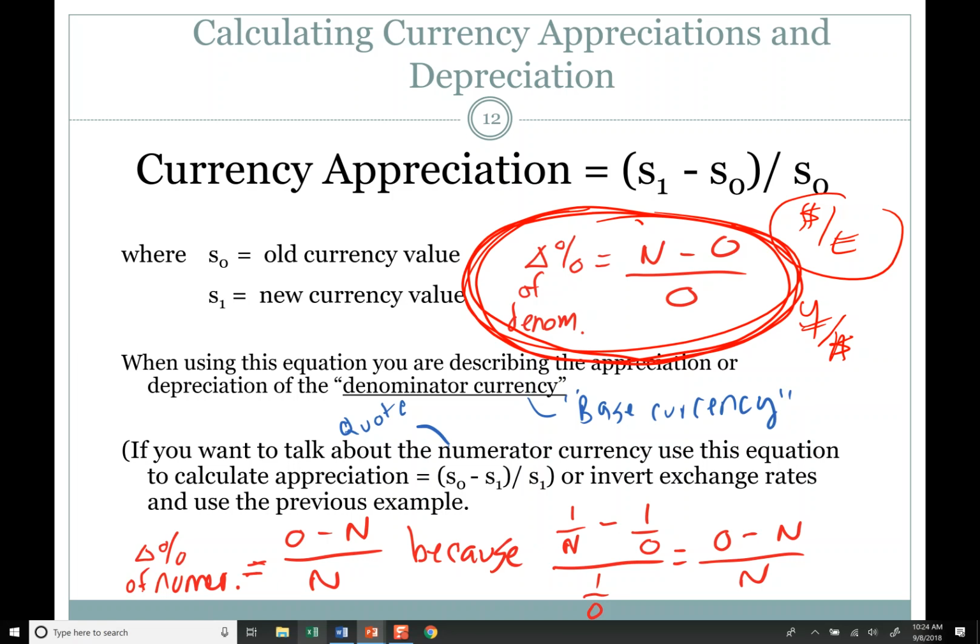However, when you have an indirect quote currency like the peso or the yen, you can't use new minus old over old. Well, you can, but it gets confusing. If you want to use new minus old over old and you have an indirect quote like the yen per dollar exchange rate, right?